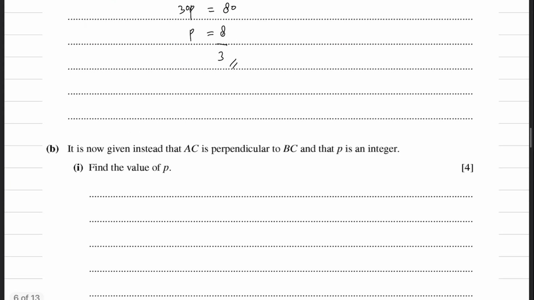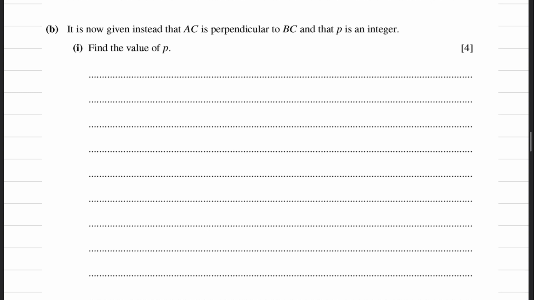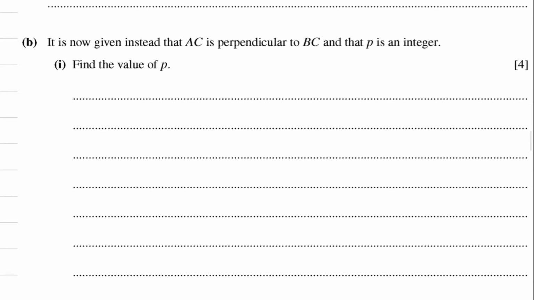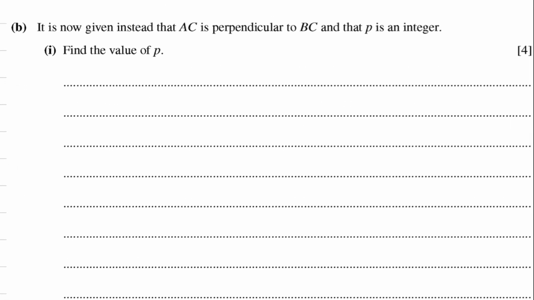Now, the next question is, it is now given instead that AC is perpendicular to BC and that P is an integer. Find the value of P. When I say it is now given instead, it means that the P value is different because it's a different case. And we know that AC and BC are perpendicular, so we can apply the formula. The gradient of AC times the gradient of BC must equal -1. So this is the formula if two gradients are perpendicular.